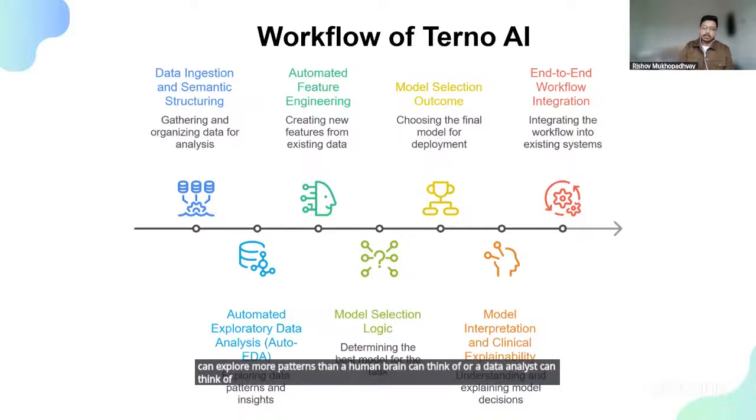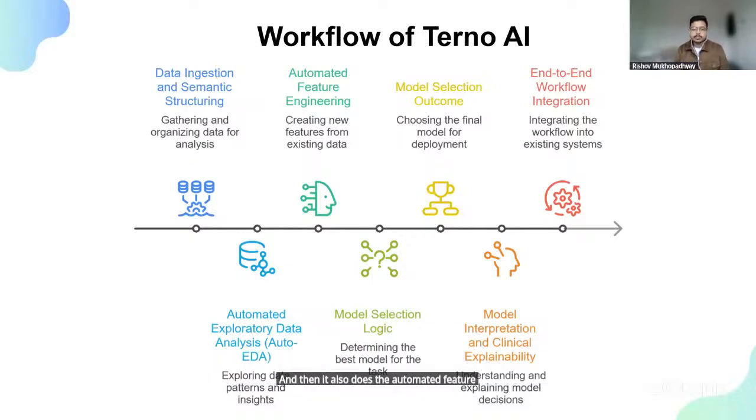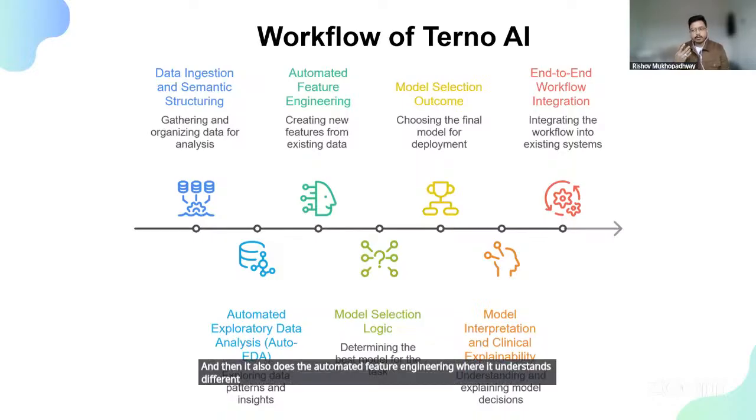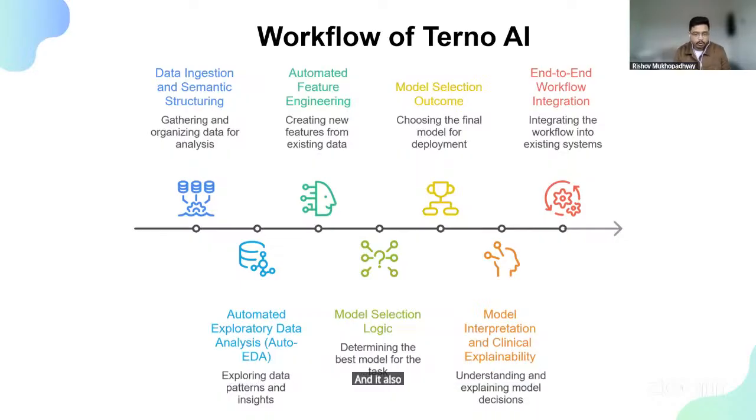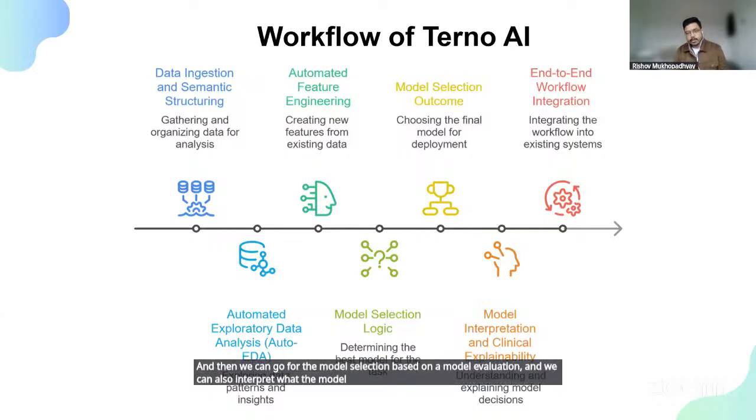And then it also does the automated feature engineering, where it understands different patterns, different levels of complexities, and it creates some features out of it, which it uses to train the models. And it also suggests what kind of models can be trained. I will show that. And then we can go for the model selection based on a model evaluation, and we can also interpret what the model is predicting, and we can hopefully integrate this end to end in the existing system.